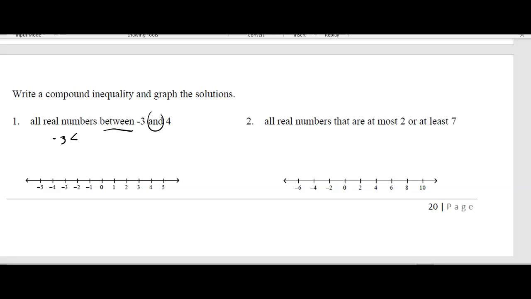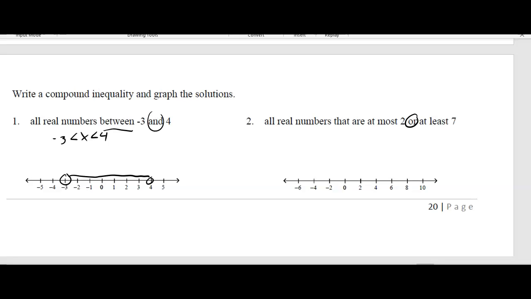So -3 doesn't count. So it would be like that. -3 is less than x is less than 4. Open circle, line between.